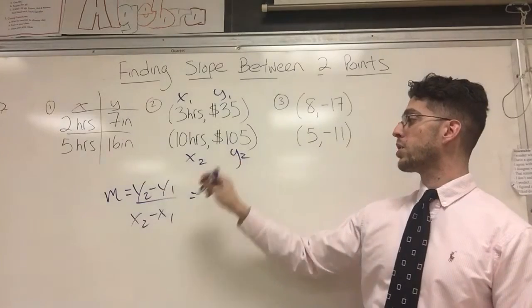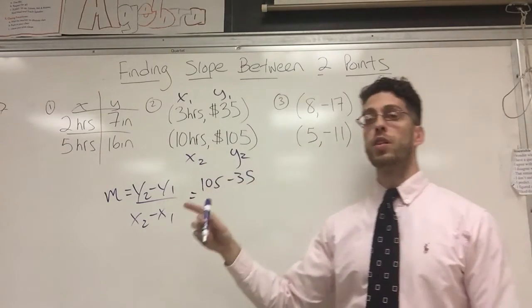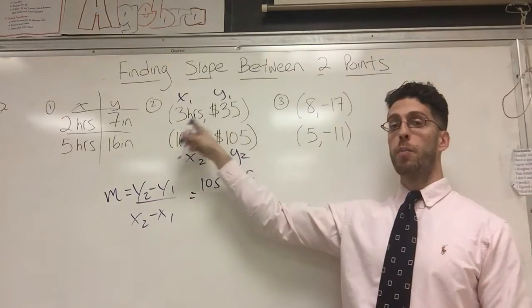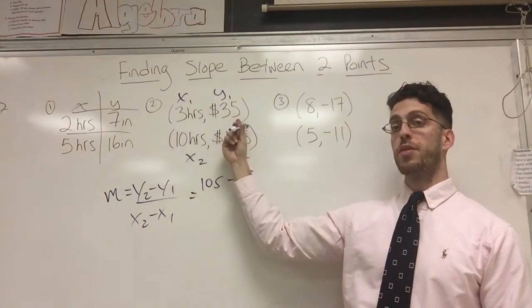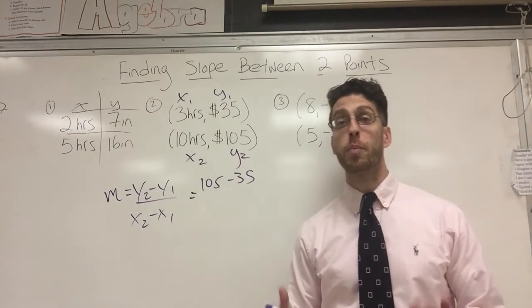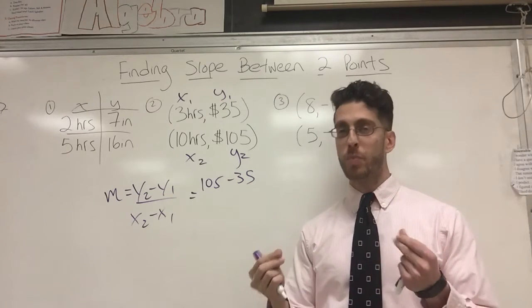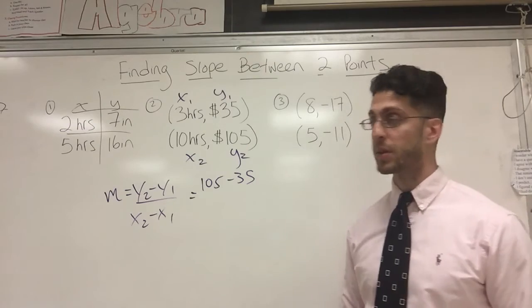And now it's basic substitution. y2 is 105 minus 35. Basically, I'm trying to figure out how much money I earn per hour this time. This story would be about money in hours. After 3 hours, I have $35. After 10 hours, I have $105. How much do I earn per hour? Understand, when you make money, it's usually linear, unless you made some great genius investment.